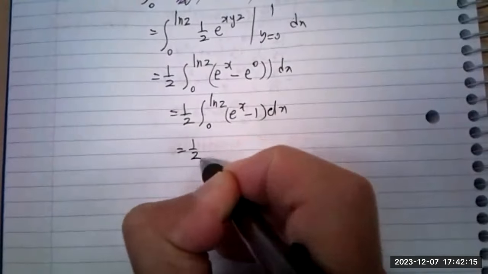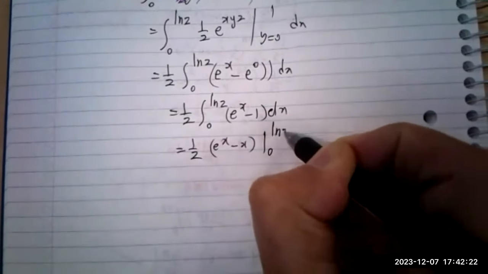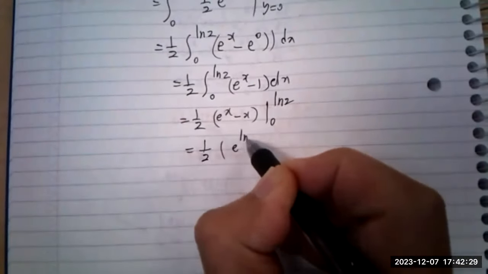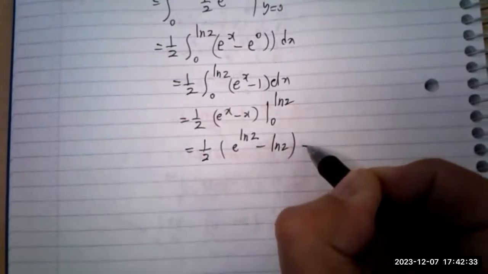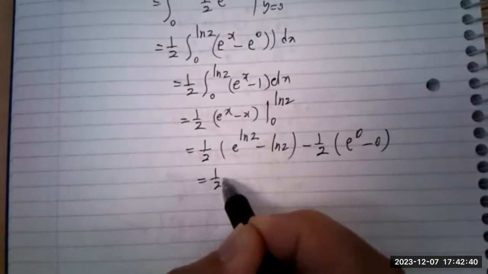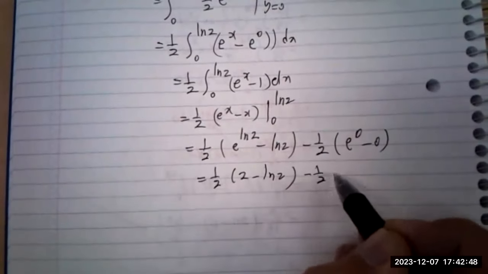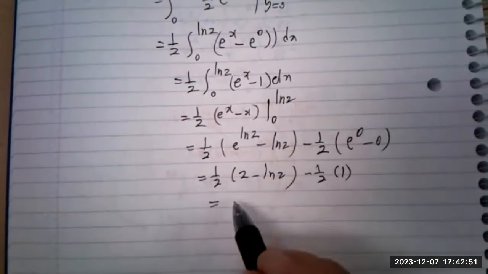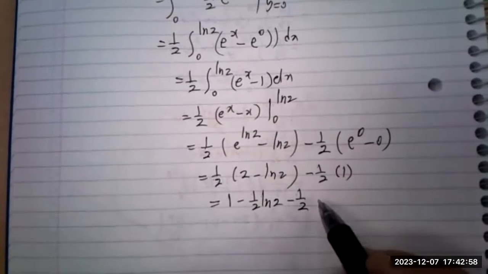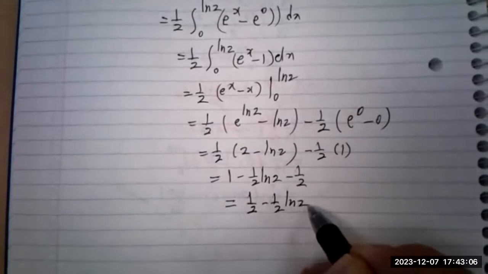Now, the integral of e to the x would be just e to the x. The integral of 1 is x. Evaluating it from 0 to ln 2, I'll substitute. It's going to be 1 half. If you put ln 2, e to the ln 2 minus ln 2, minus, if you put the 0, e to the 0 minus 0. So that gives you 1 half. e to the ln 2 is just 2, minus ln 2, and it's going to be minus 1, since e to the 0 is 1. Multiply the 2 inside, so that gives you 1 minus 1 half ln 2 minus 1 half. 1 minus 1 half would be 1 half. So it's going to be simply 1 half minus 1 half of ln 2, the final answer.